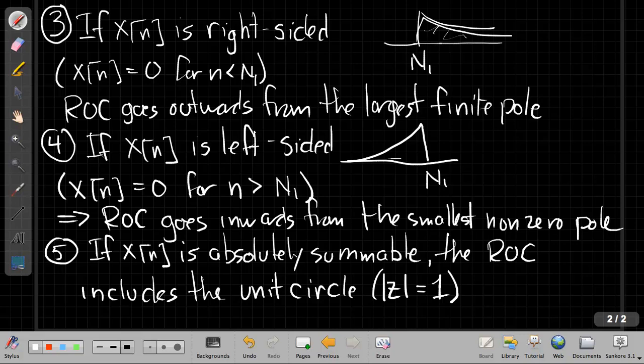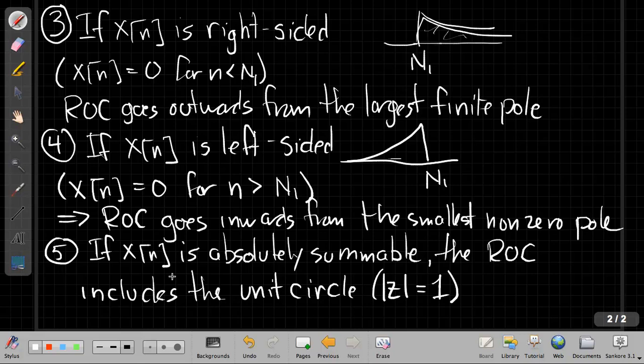We know x of n being absolutely summable is one of the conditions for the Fourier transform existing. And we also know that the z-transform evaluated on the unit circle gives us the Fourier transform. So if x of n is absolutely summable, it has a Fourier transform, so the unit circle has to be inside the ROC so that I can evaluate the z-transform there to get the same thing.